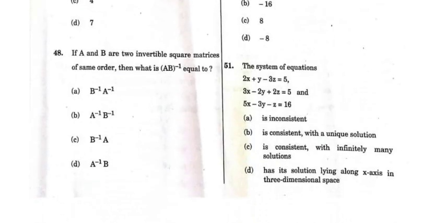If A and B are two invertible square matrices of the same order, then what is AB whole inverse equal to? So AB whole inverse is equal to B inverse A inverse. So the right answer will be A.